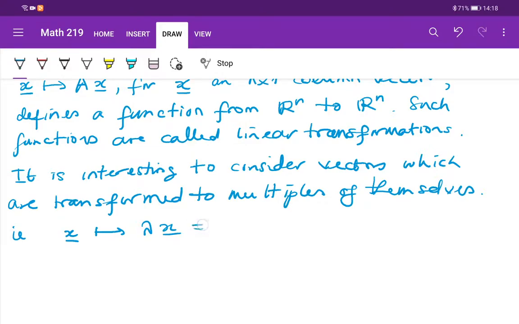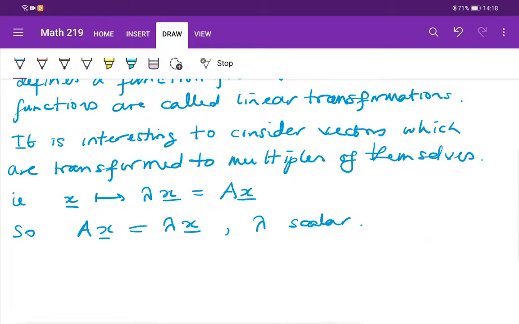So this is what AX is. So we're looking for vectors where we want AX to be some multiple lambda of x, for lambda some scalar. Lambda is a scalar. It means a real or complex number, of course.